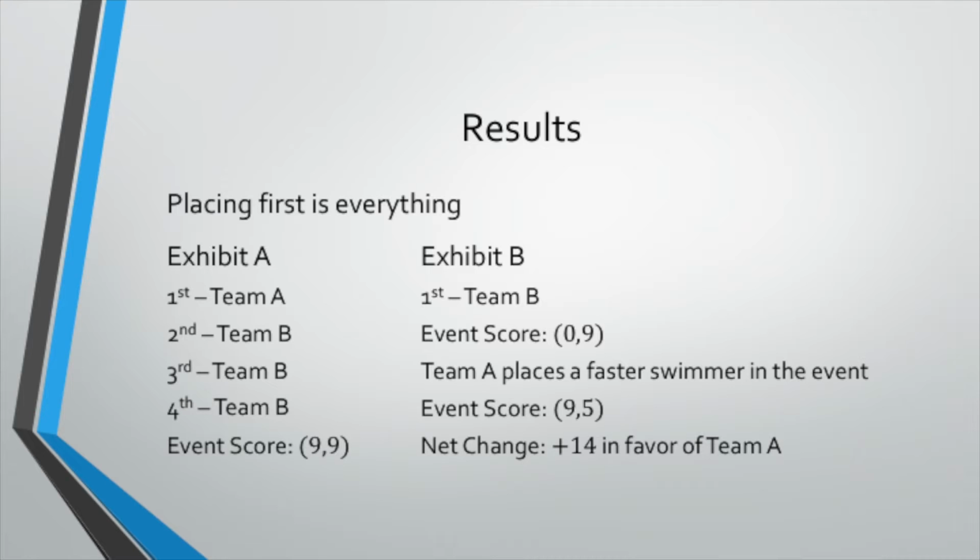Now, if Team A places a faster swimmer in that event, a swimmer that can beat the other team, then the event score becomes 9-5. Now, that's a net change of 14 in favor of Team A. To avoid such a huge point swing, Team B should make sure that they have a swimmer in that event that is going to win that event, no matter who the other team puts in that event.